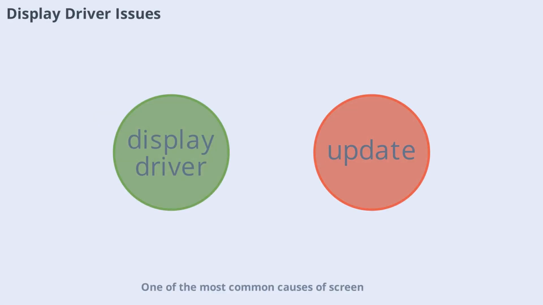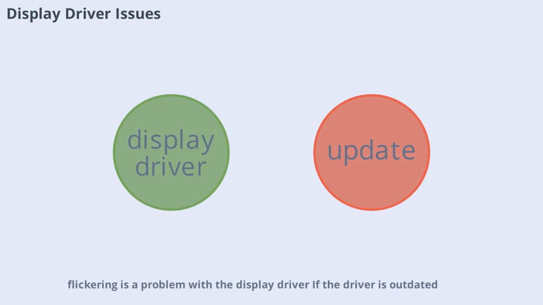One of the most common causes of screen flickering is a problem with the display driver. If the driver is outdated, corrupted, or incompatible with your system, it can cause the screen to blink, flash, or show lines. This often happens after a major Windows update or if you've recently installed new hardware. The good news is that updating or reinstalling the display driver can often resolve the issue quickly. We'll walk through how to do this in the next scene.